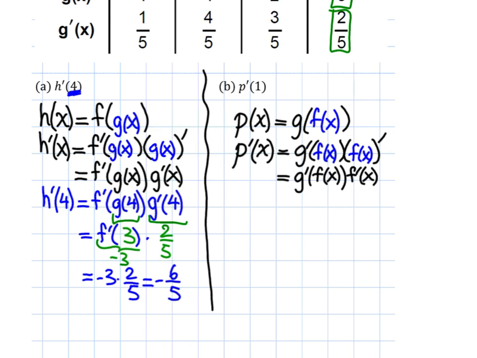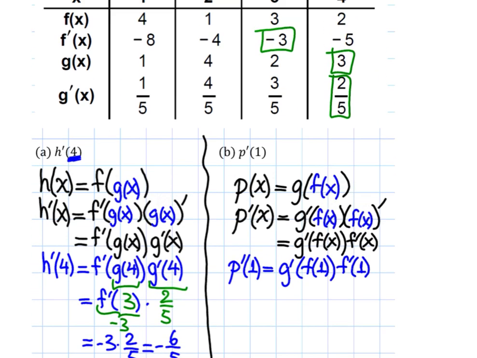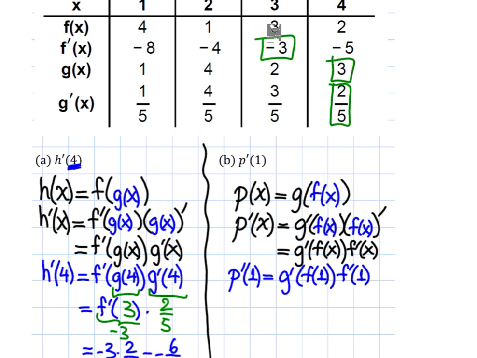Now we check the derivative when x equal to 1. So that will be g prime at f of 1 and f prime of 1. Right, now we look up the values in the table. F prime of 1 is -8. F of 1 is 4.